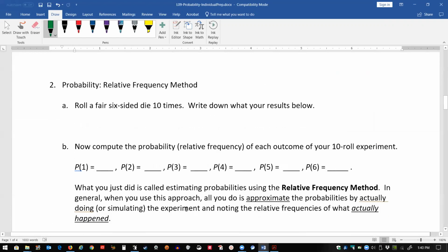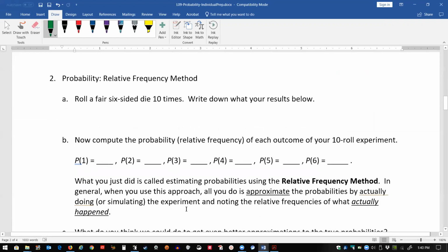And then you get to practice doing a probability experiment. Now, experimental probability, also referred to as relative frequency probability, means you're actually going to conduct the experiment. You're going to roll the die, in this case, 10 times. And you're going to record your results of each of those rolls.